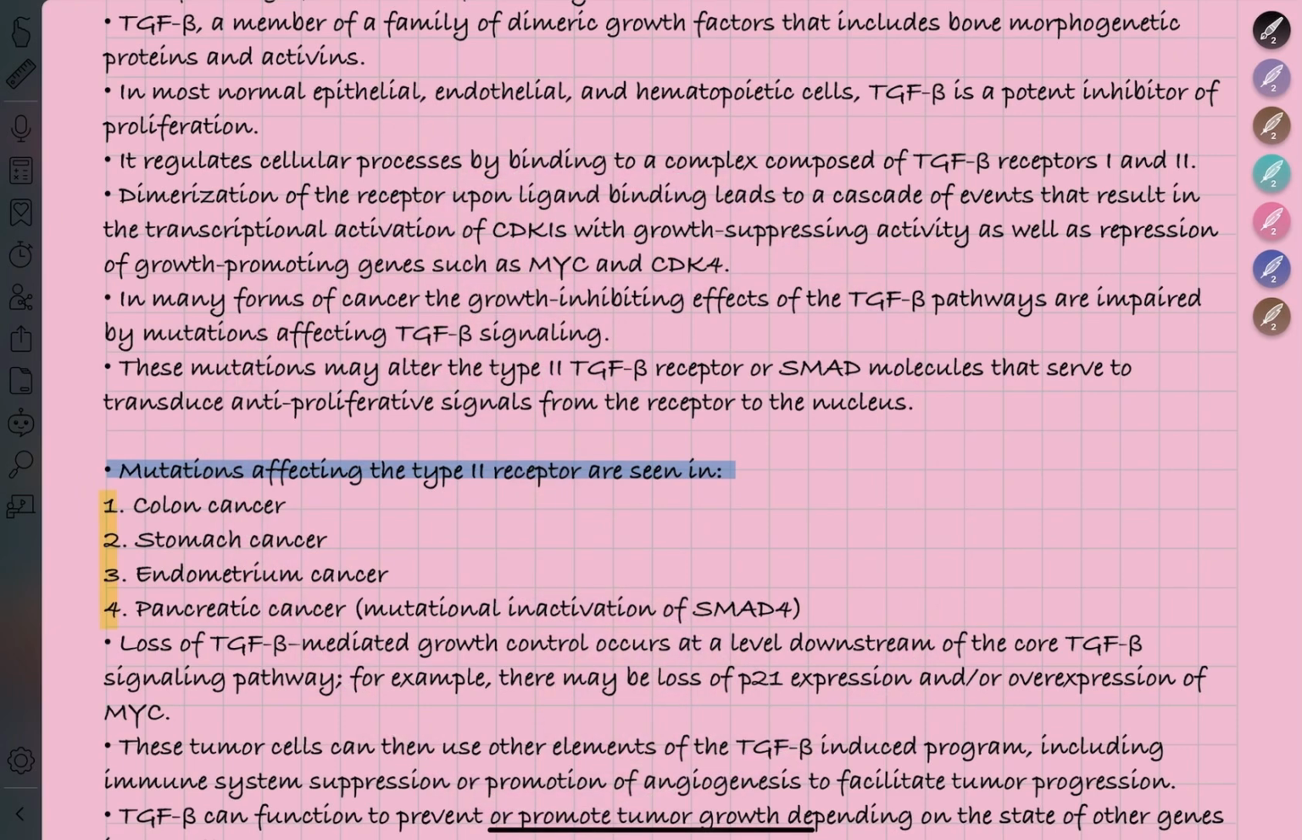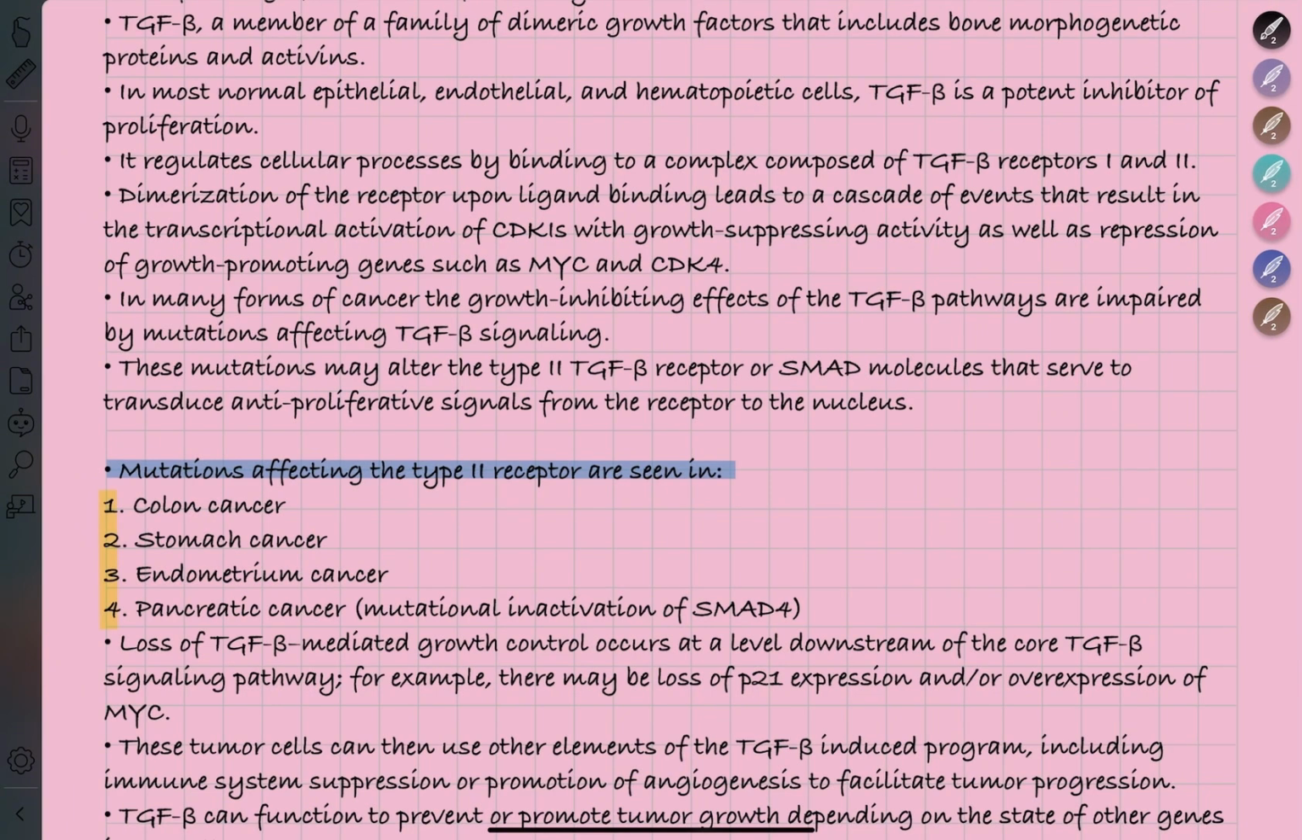In many forms of cancer, the growth inhibiting effects of the transforming growth factor beta pathways are impaired by mutations that affect the signaling. Okay, so in cancer, these growth inhibiting effects of the transforming growth factor are going to be impaired. They will be ruined. Why? Because a mutation occurred. These mutations affected the signaling. Okay? So basically the signaling wasn't complete. If the signaling wasn't complete or if something went wrong, this means that there will be an excessive amount of uncontrolled growth too.